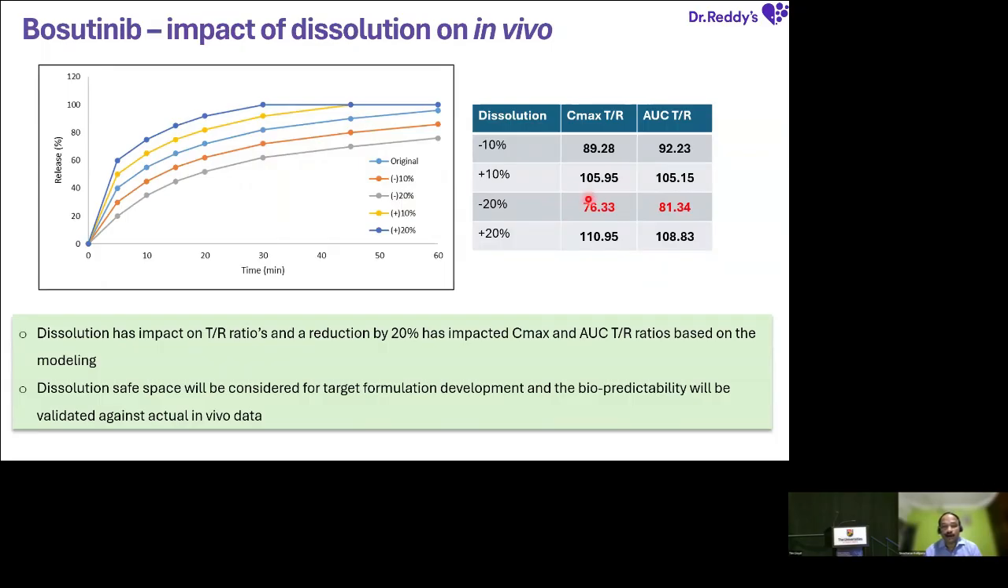So how can these PBPK models integrate all these aspects? It can consider the dissolution, it can also consider the solubility alterations, and it can also consider the permeability alterations coupled with transporter kinetic alterations, and thereby it can give a real estimate of the impact of excipient on the bioequivalence part.